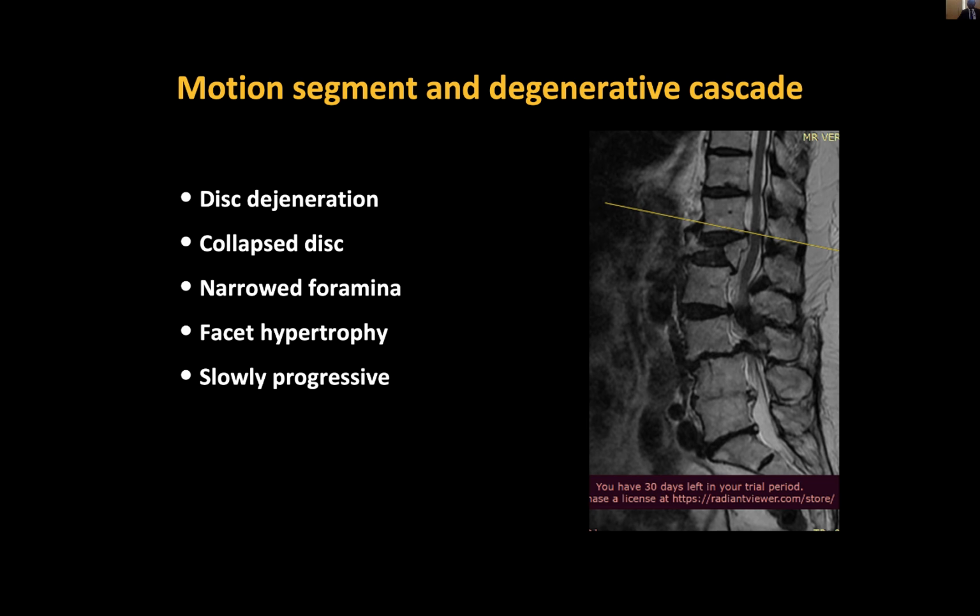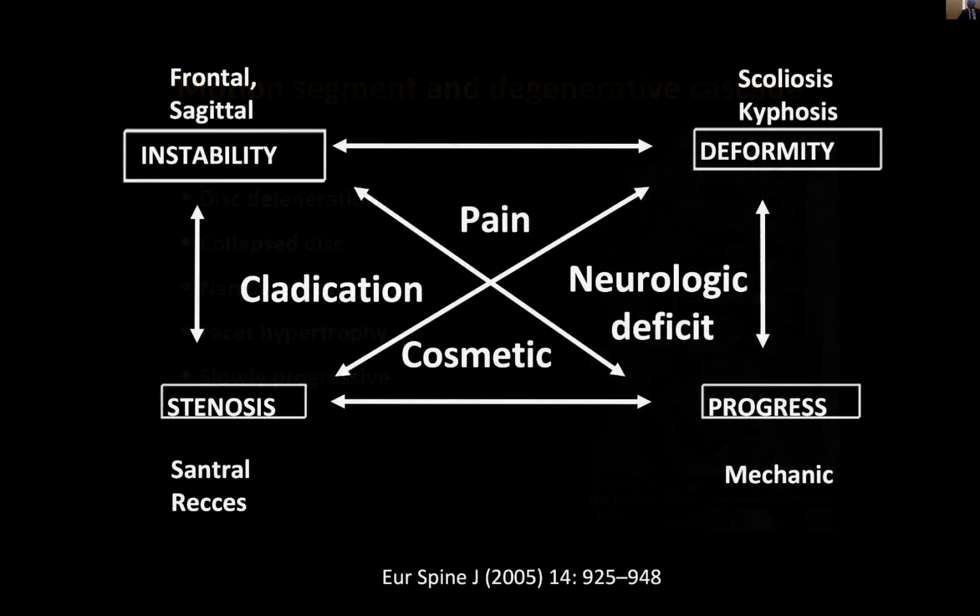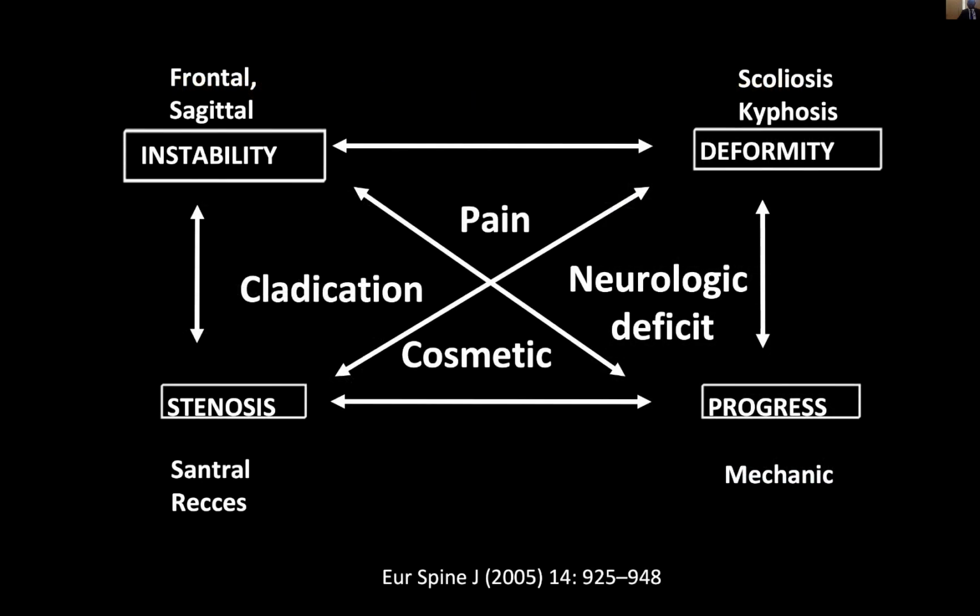So this is a good schema. Everything starts with disc degeneration. Then we have stenosis here. Then the patient may develop instability. That instability may cause kyphosis or scoliosis, and it progresses and causes pain. Because of the pain, the patient is not moving. Because of not moving, the muscles get weak. There is a cascade there.